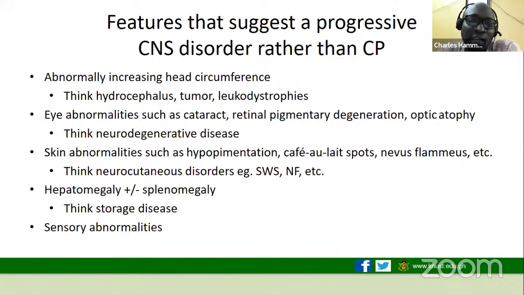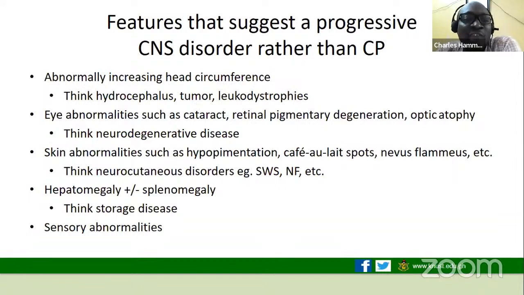Cerebral palsy, as I said, three key things. They should have had motor or movement impairments. There should be some clue to an insult in the prenatal, perinatal, or postnatal period up to 2 years. So those are the things you should look for. But sometimes you may not see these things. Look beyond cerebral palsy.